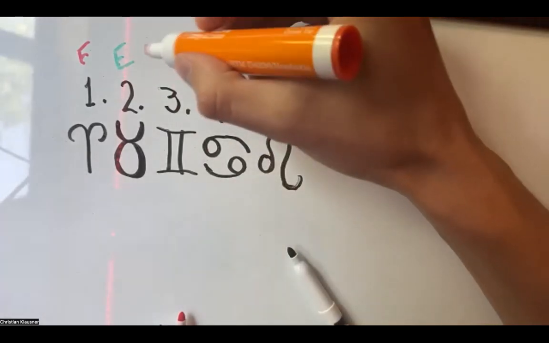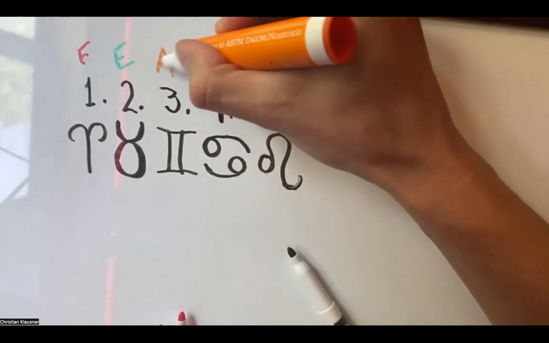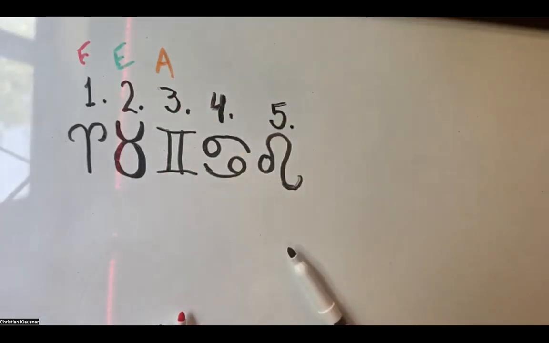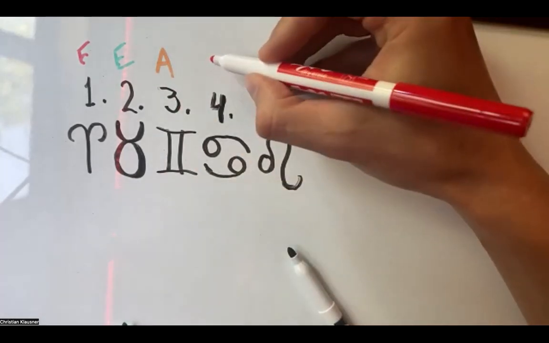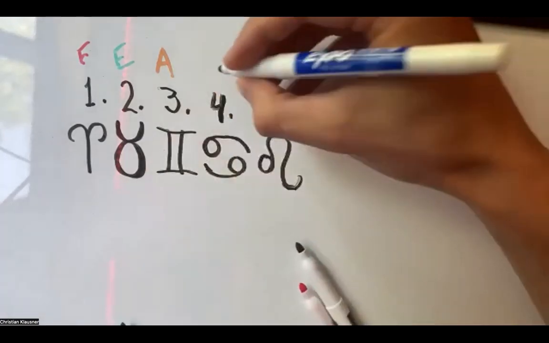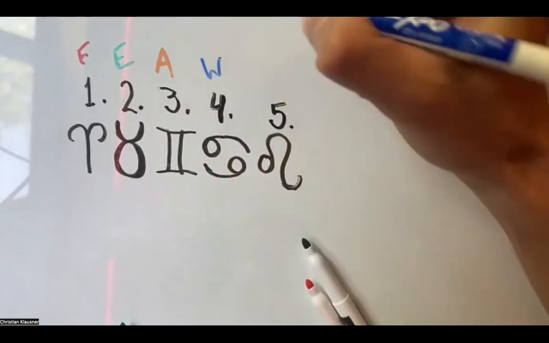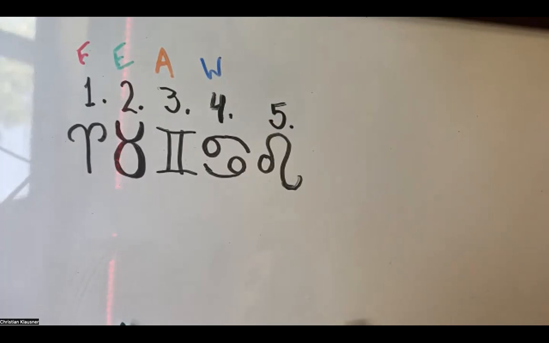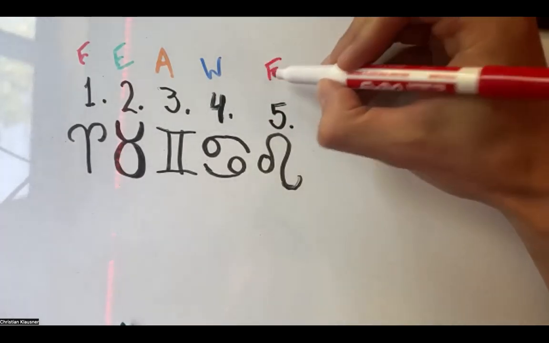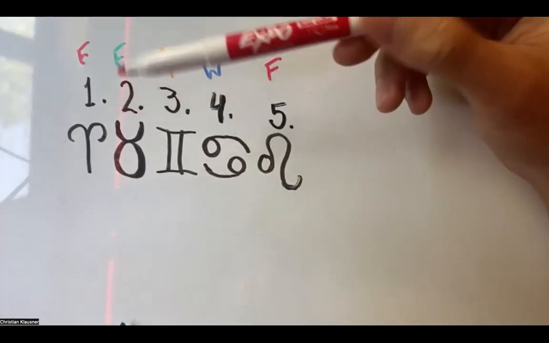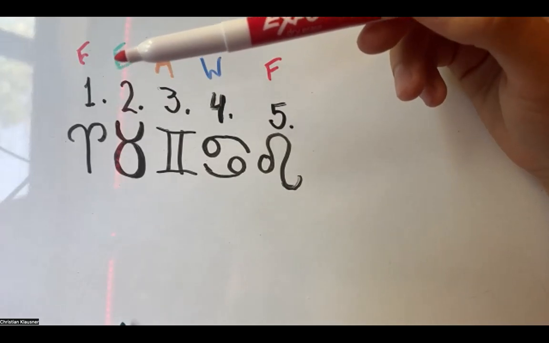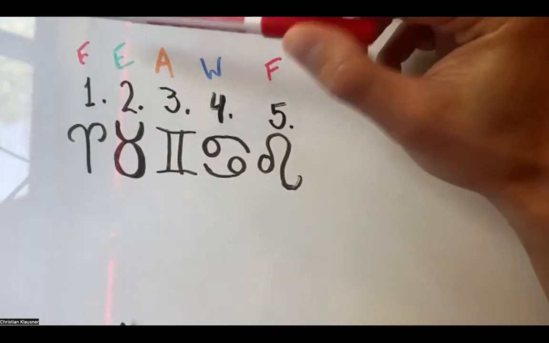Then we've got air. Okay. Then we got water. Then we have fire once again. Boom. So you're going to notice a pattern here. I forgive you, Walmart. You're going to notice a pattern here.